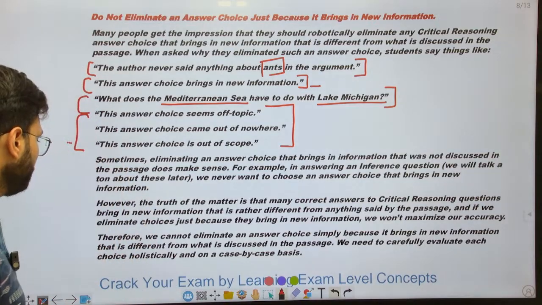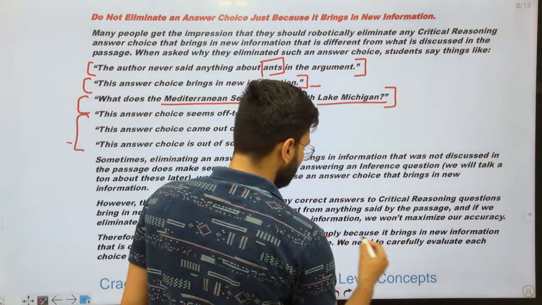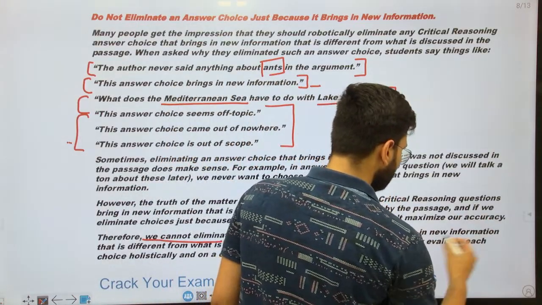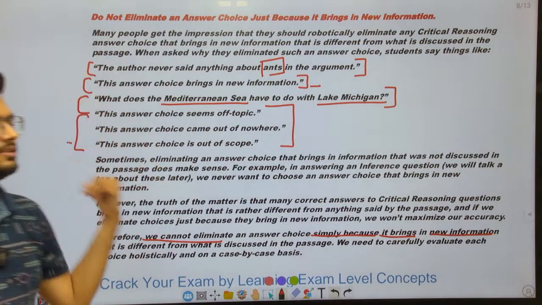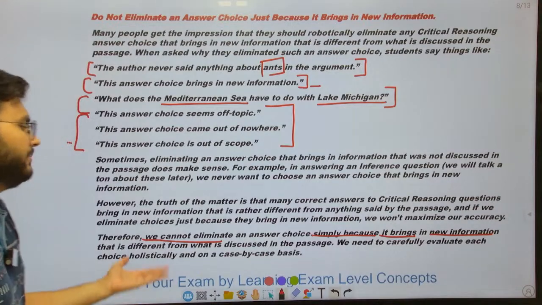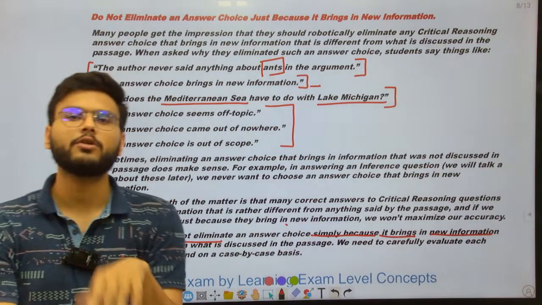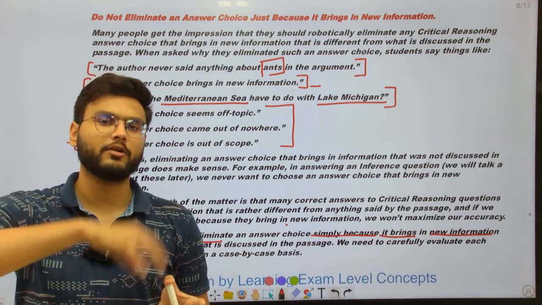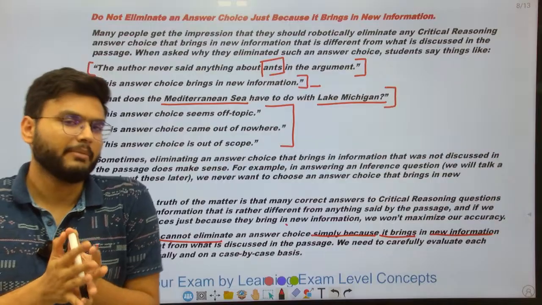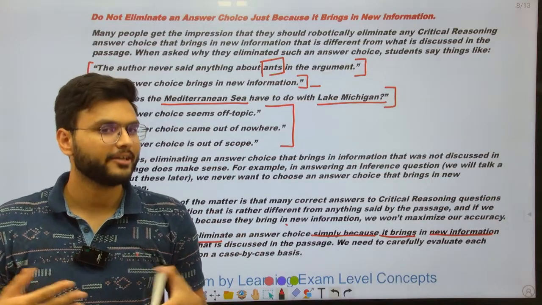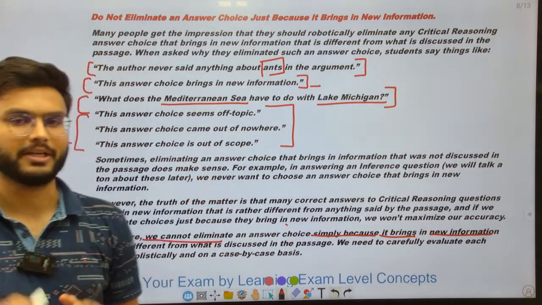So, we cannot eliminate an answer choice simply because it brings new information. And this is the hook of this slide. This is the hook. You cannot eliminate just because it brings new information. You need to understand the flow. You need to look at its logical implications. You need to look at all the factors, how variable A and variable B are connected. Though they might not be correlated, somehow they are related to each other. You need to understand this idea. Then only things will work for us in a proper and structured manner.